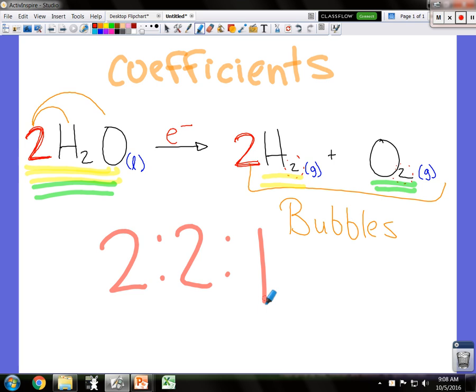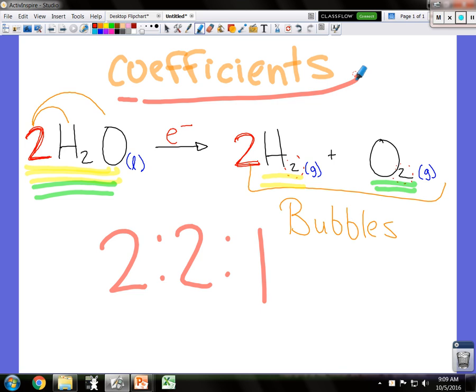500. So you will always have half as many oxygens as hydrogens. Would you agree with that statement? It's all based off of what? That big word in orange? The coefficients. And we're going to come back to how these ratios relate to each other.